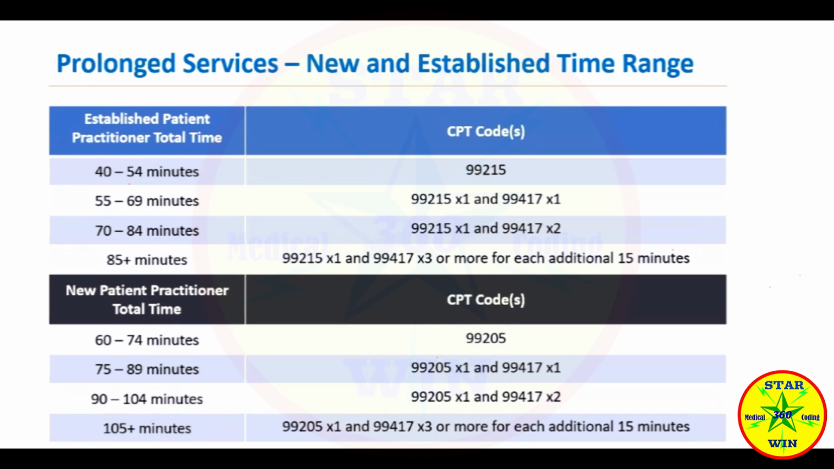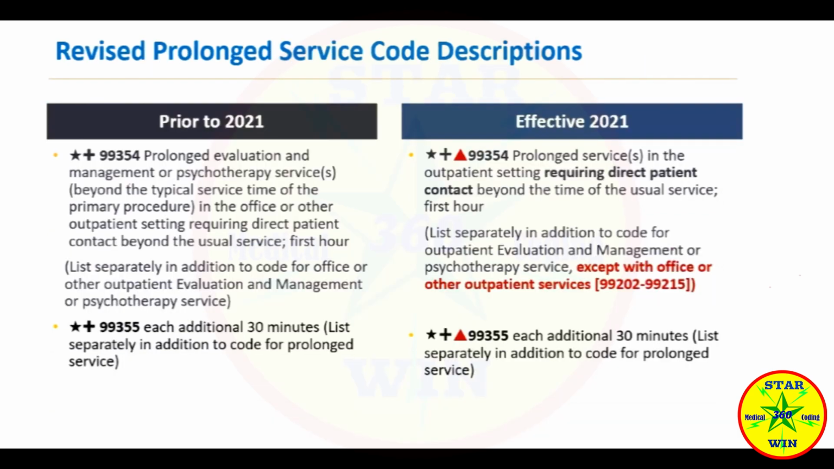We'll have a look at the code description change between 2020 and 2021. So the revised prolonged service code description, prior to 2021 and effective 2021. The code will be the same, 99354, but the only thing we need to focus on is that it now requires direct patient contact, which was not documented prior to 2021.